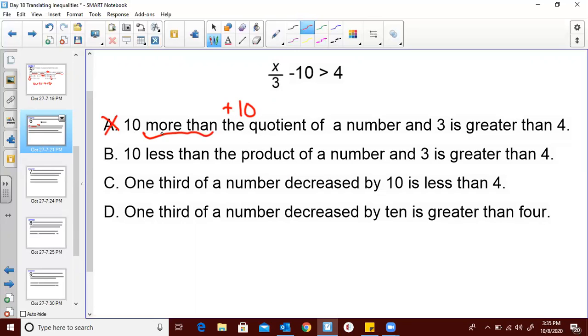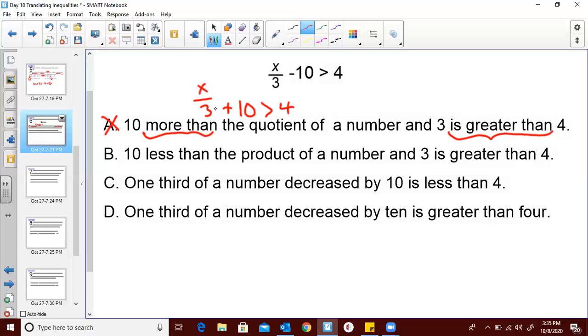The quotient of a number, 10 more than, so 10 more than the quotient. So I know I'm going to have a fraction here of a number and 3. When you read a quotient, you read left to right, so a number and 3, and that'll correlate going top to bottom. So the quotient of a number and 3 is greater than, and we can put our is greater than symbol there. And just because these are so short, is greater than 4.